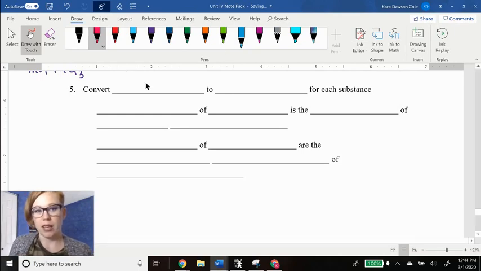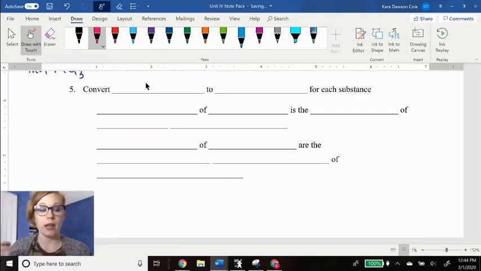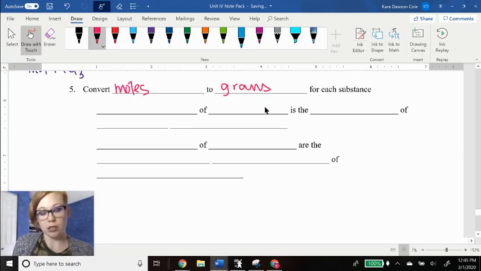Okay, and I promise if you practice this, it gets easier. All you do are plugging in numbers and getting all this stuff. It's a lot faster than doing 5 to 10 actual mass to mass calculations. So now, you're going to convert moles to grams for each substance.